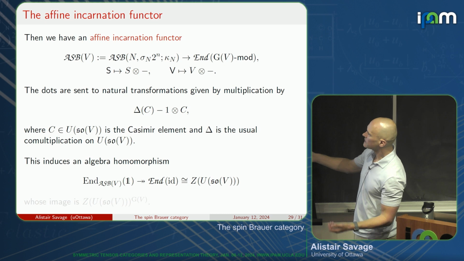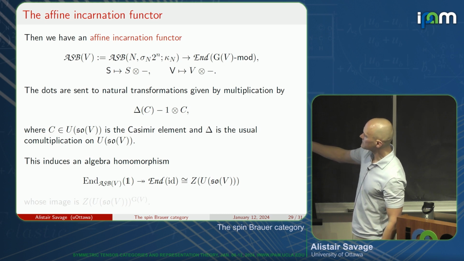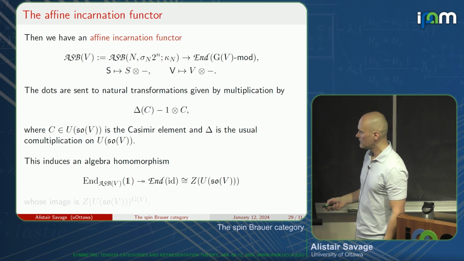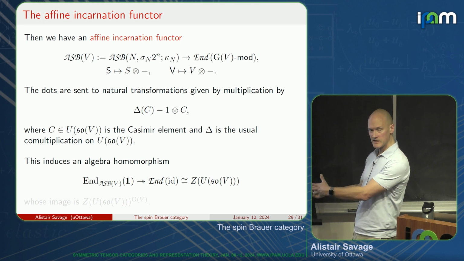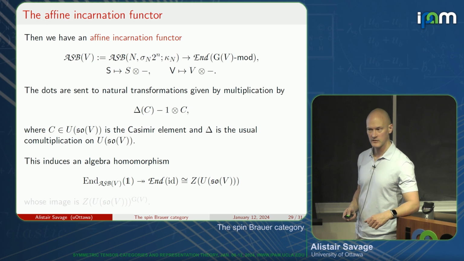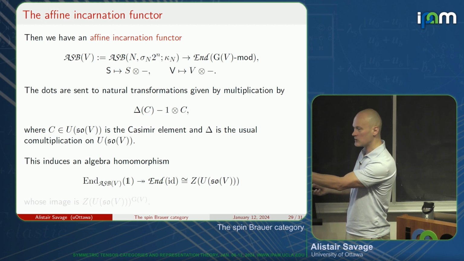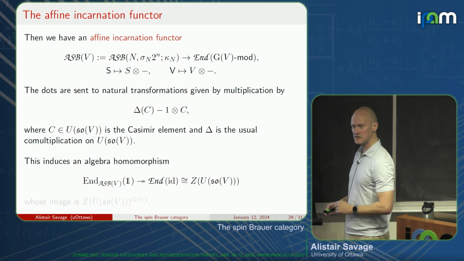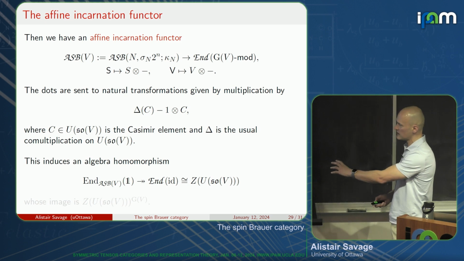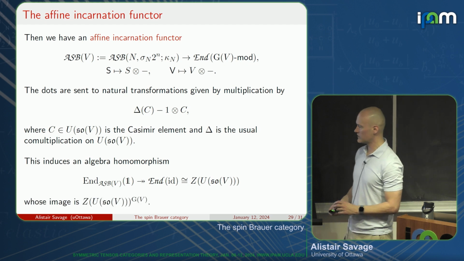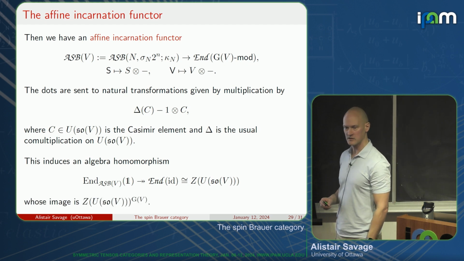And this affine incarnation functor you can also do where you replace the group by the Lie algebra. And then endomorphisms of the identity functor you can naturally identify with the center of the universal enveloping algebra. So you get a map from this bubble algebra to the center of the universal enveloping algebra. And we can describe exactly what the image of that algebra homomorphism is. It's the GV invariants in this center.